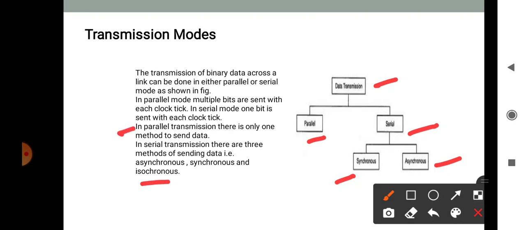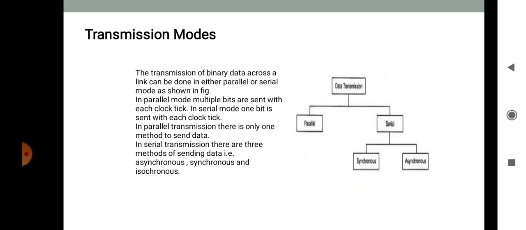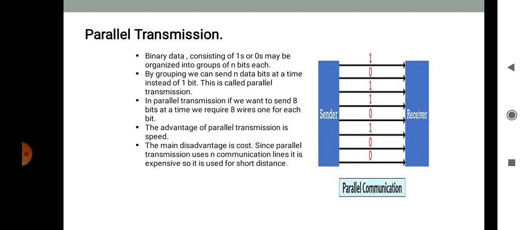Then second is serial transmission. For parallel transmission there is only one method to send the data. In serial transmission, there are three methods of sending data, that means asynchronous, synchronous and isochronous. Then first is parallel transmission.